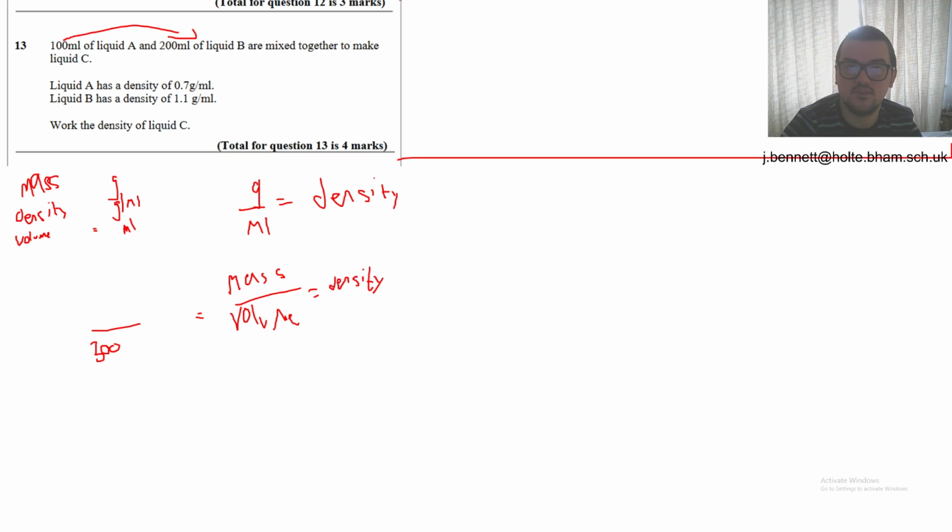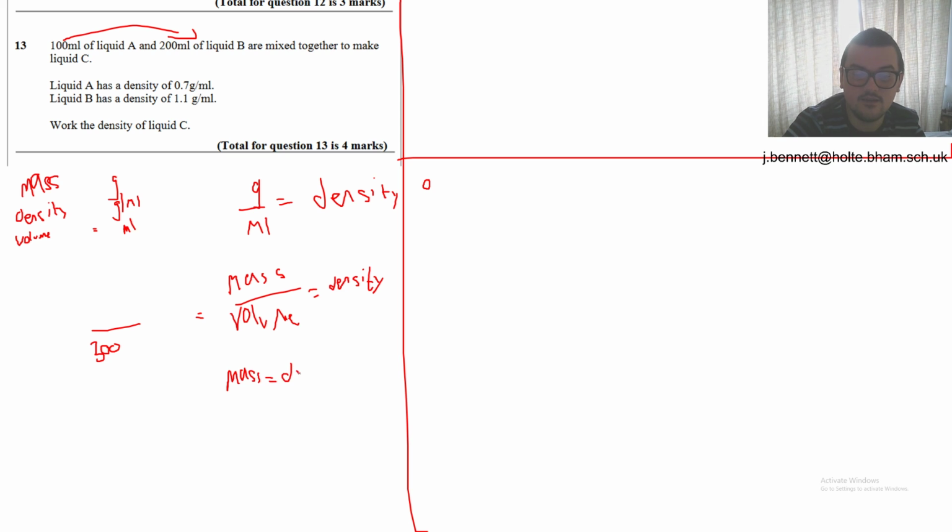So let's work out the mass of volume A. Let's use our equation. Mass is going to be density times volume, because we bring this volume up here and we just get this. So mass equals density times volume. The density of liquid A is 0.7, multiplied by 100. This gives us 70. So the mass of liquid A is 70 grams.